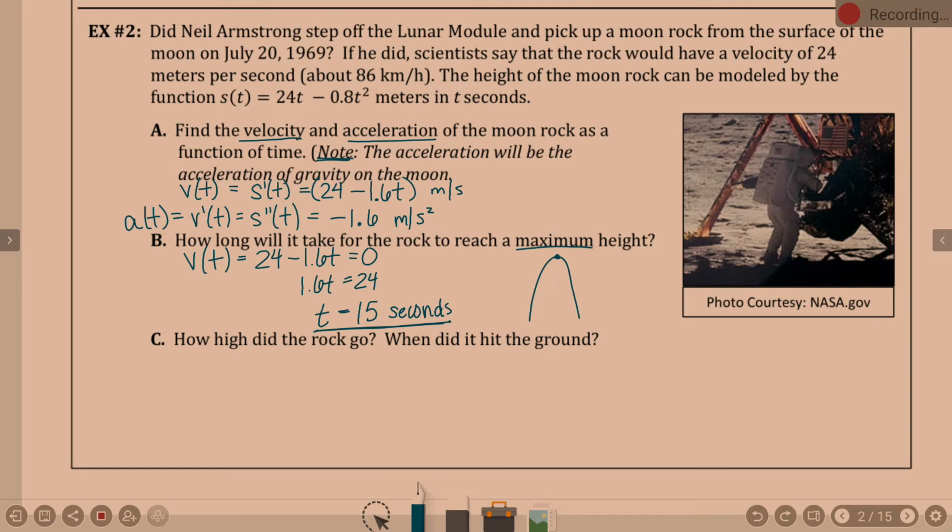Plug 15 into the... not negative 15, just 15. Time is 15. How high did the rock go? We want to look at the position, because that's my height, that's my max height. So we want to look at the position at time of 15. So we're going to find S of 15, which is 24 times 15 minus 0.8 times 15 squared.